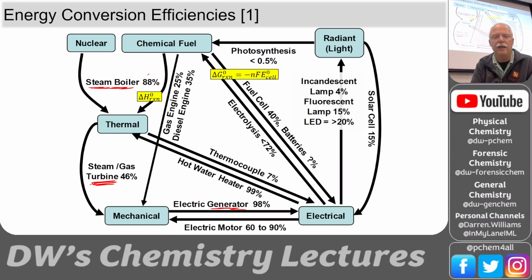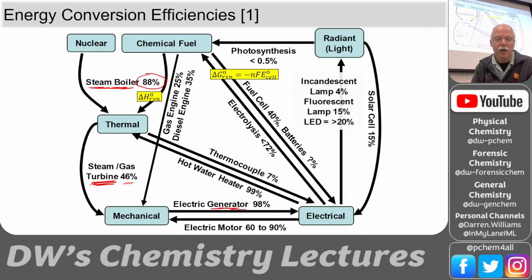But look at the hit that we take. 88% efficient. We lose 12% of the heat that we make out the stack. The gas doesn't come out at room temperature, right? So there's some heat that's lost, but we did pretty good. We get 88% of those joules from burning natural gas or burning coal or what have you.